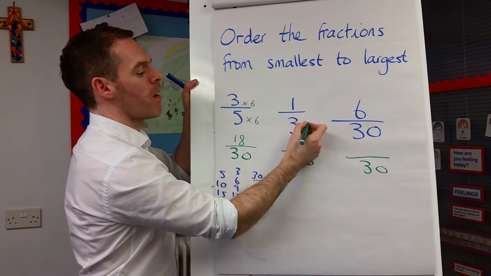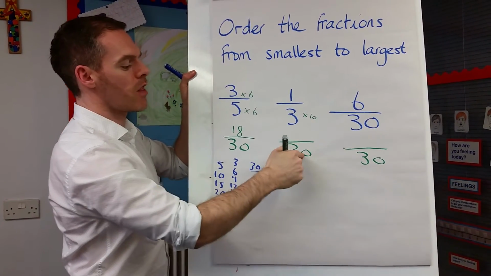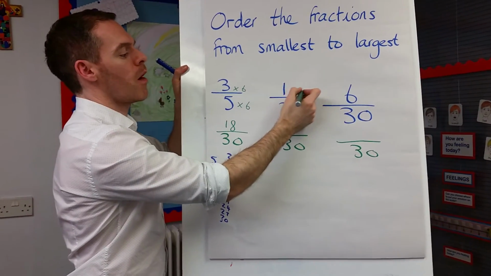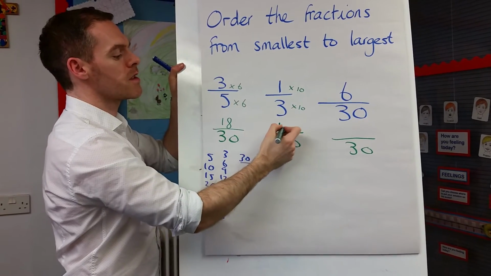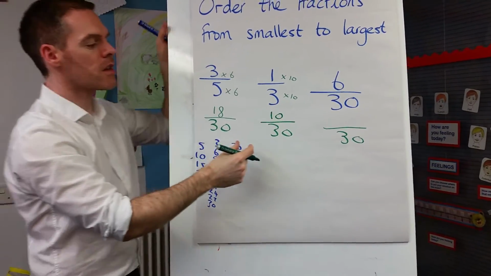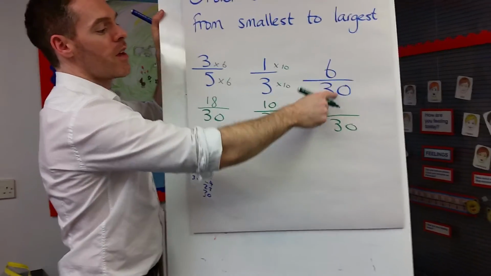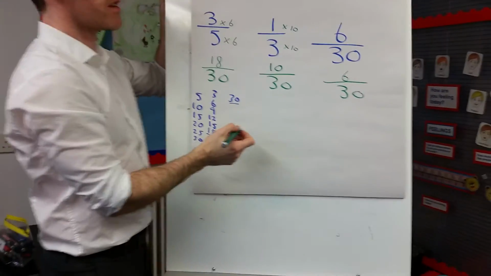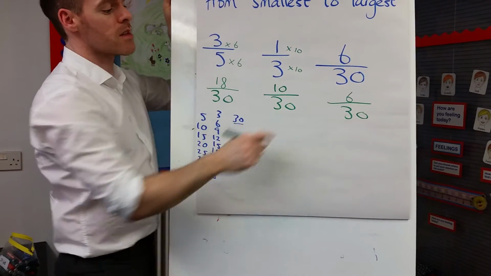Here, I've multiplied the 3 by 10 to get to 30, which means I need to multiply my 1 by 10, which of course is 10. So 1/3 is equivalent to 10 thirtieths. And here, it's already out of 30, so I'm going to keep it the same. I don't need to do anything. It's already out of 30, so it stays 6 thirtieths.